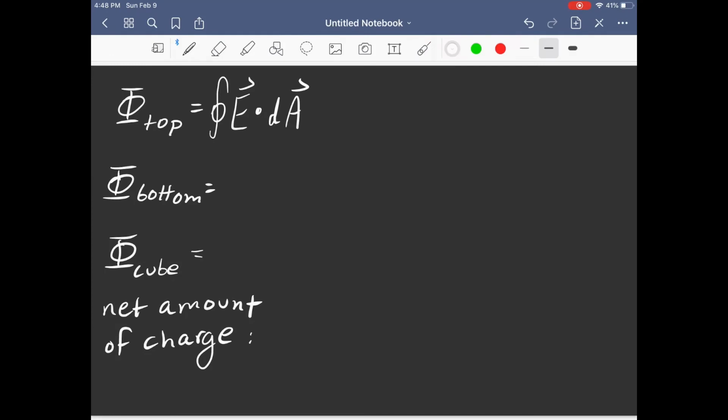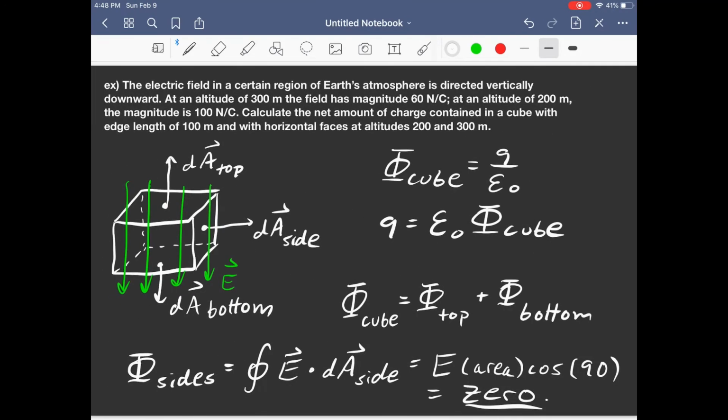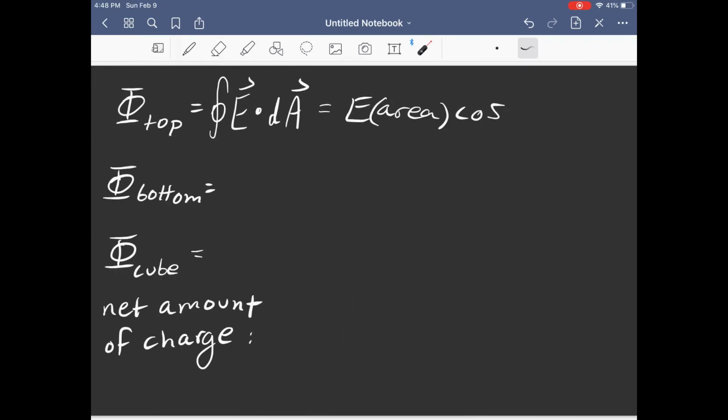All right, but to solve this problem, we're just going to consider the top and the bottom of the cube, and then we'll add them together to get our net flux, and we can calculate charge. So the flux going through the top of the cube is our surface integral, and we know how to solve that. That's just going to be the magnitude of the electric field times the area times the cosine of the angle between these. If we go back to our picture, we'll see that the area vector is pointing upwards, the electric field is pointing downwards, so they're parallel but pointing in opposite directions. That means that we have an angle of 180.